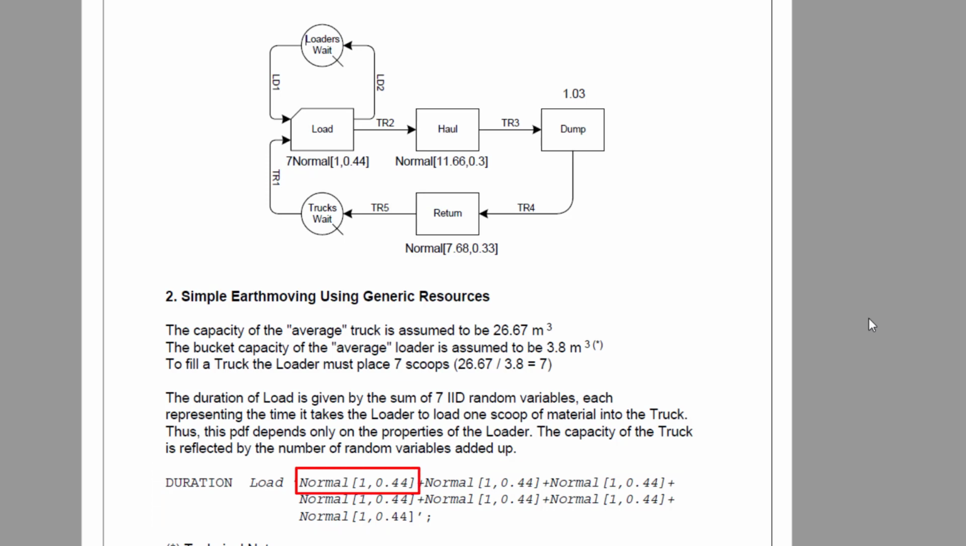The expected value of the time it takes to put 1 scoop into the truck is 1 minute, and the standard deviation is 0.44 minutes. Notice that by adding 7 random variables in this manner, the time it takes for each scoop to be placed into the truck is independent of the time it takes for any other scoop to be placed into the truck.